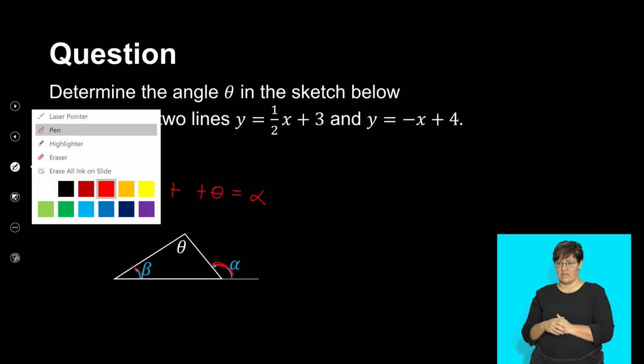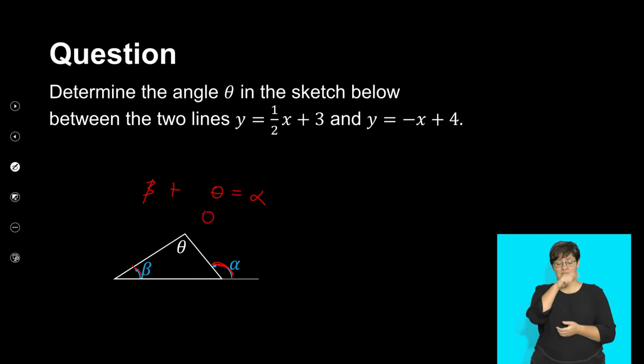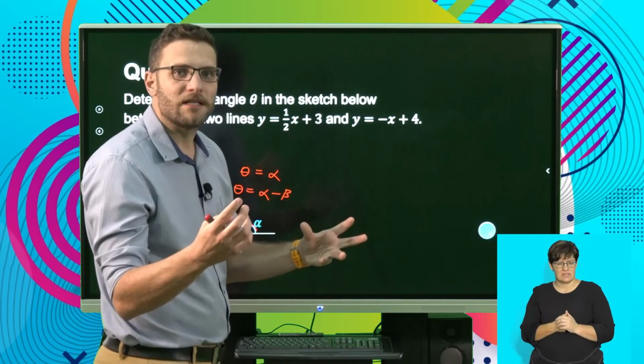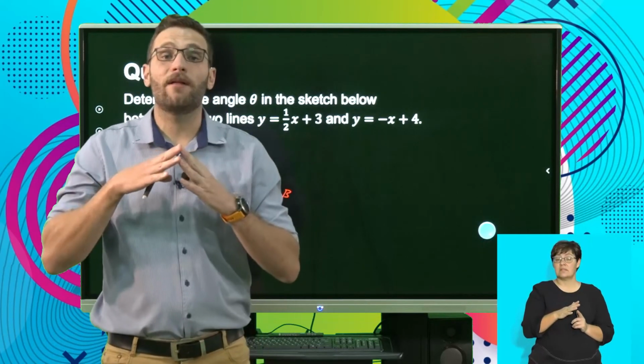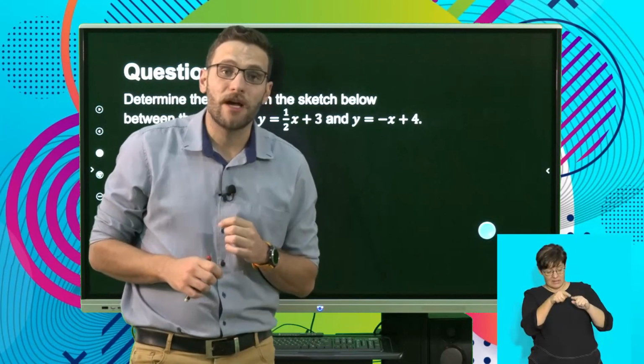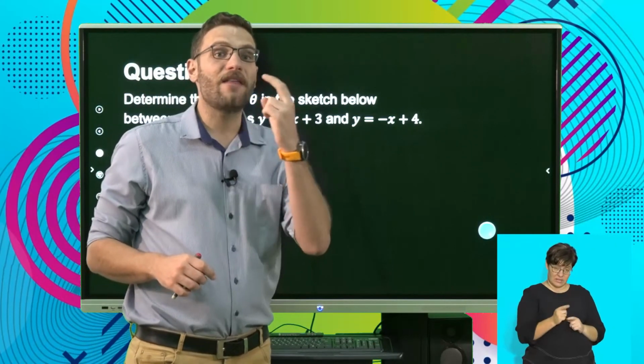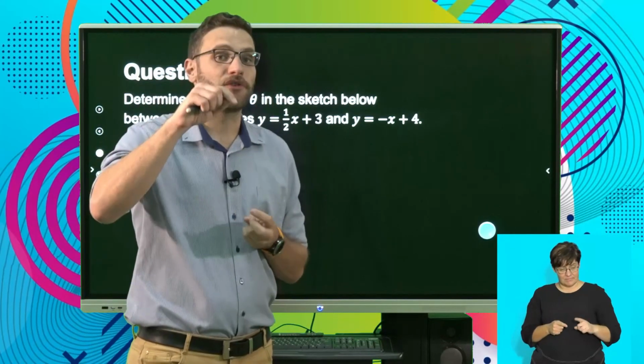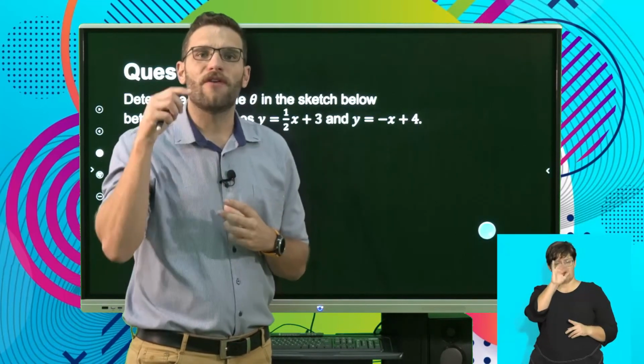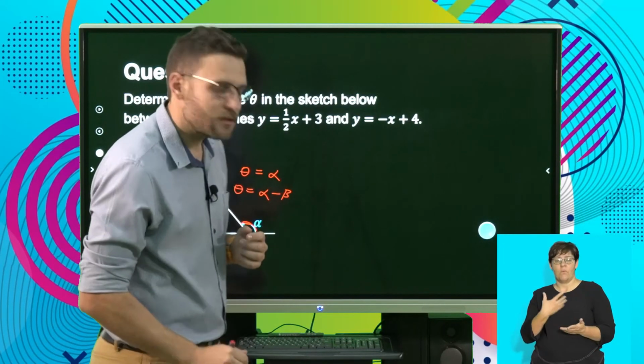Oh, I put in two pluses there. Let me take that out. And so I can say that theta is equal to alpha minus beta. All right? We've spoken a lot. But the point of this is that if they want an angle between two lines, I'm going to find the angle of inclination of the one line, the angle of inclination of the other line, and then I'm going to use normal geometry to find the angle that they want me to find.